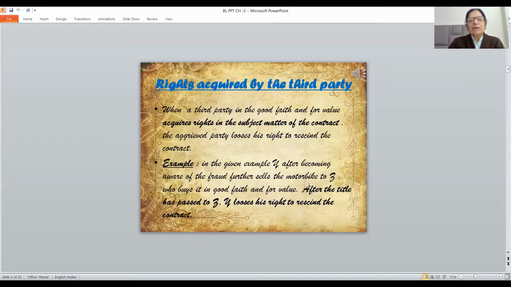Now, the third point is rights acquired by a third party. If under the voidable contract the person is in possession of goods and the rights have been acquired by a third party, then also the injured party is bound by the contract and has no right to cancel it. In the given example, I will continue with the same example. Y, after becoming aware of the fraud, further sells the motorbike to Z, who buys in good faith and for value. He has paid the consideration and is unaware of the fact that Y has obtained X's consent at gunpoint, or that his consent was caused by one of the four factors. After the title has passed to Z, X loses his right to cancel the contract.